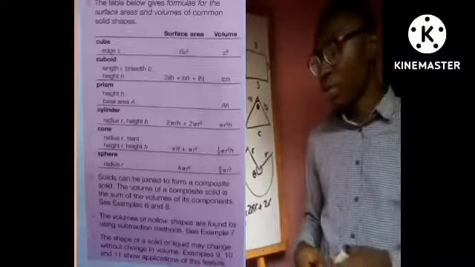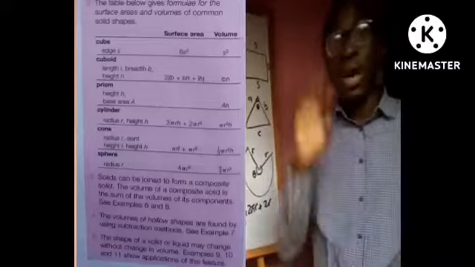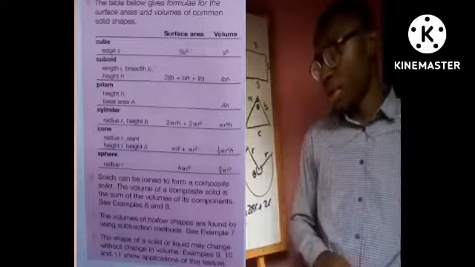Then we have a cuboid. The surface area of a cuboid is 2 open brackets LB plus BH plus LH. Your L is your length, your B is your breadth, and your H is your height. Now let's talk about your volume.